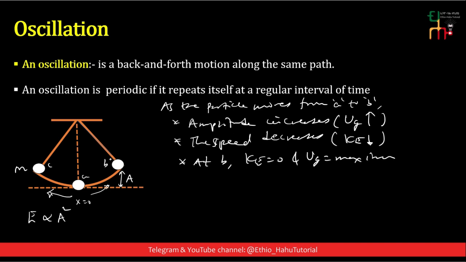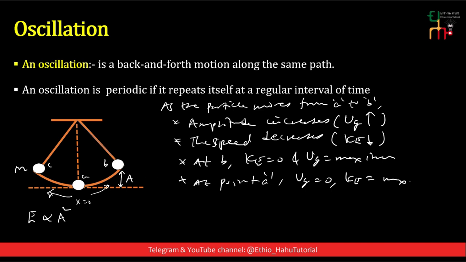As it moves from B to A, its gravitational potential energy decreases, its kinetic energy increases, and at point A, gravitational potential energy is 0, whereas kinetic energy is maximum.